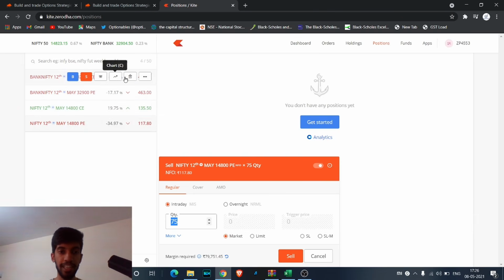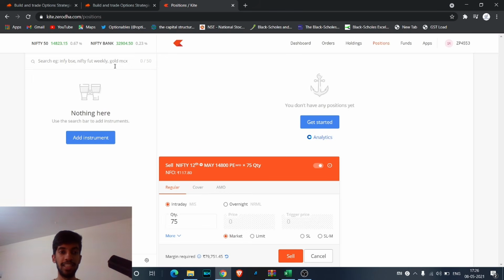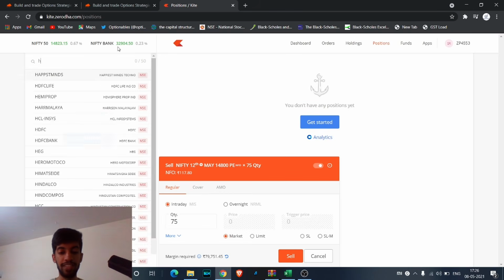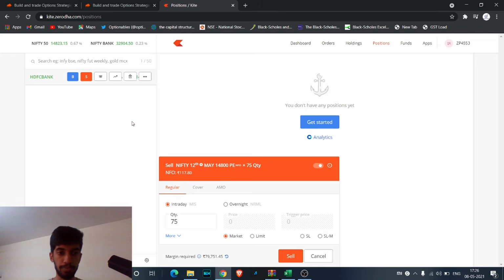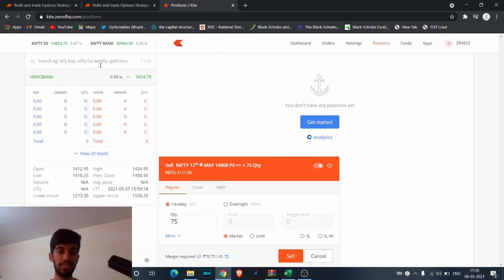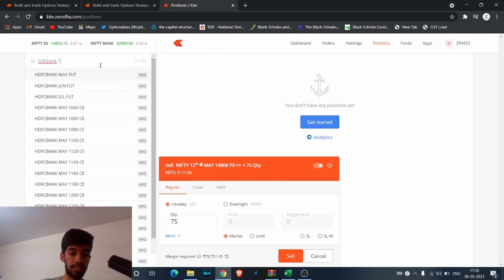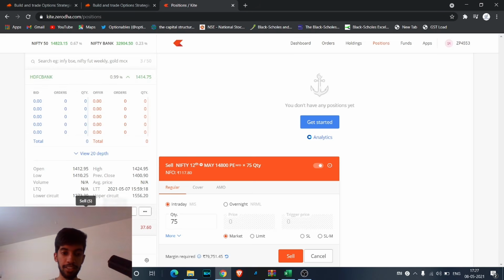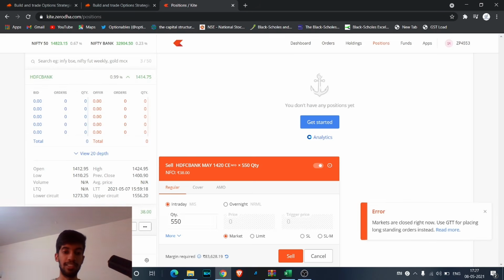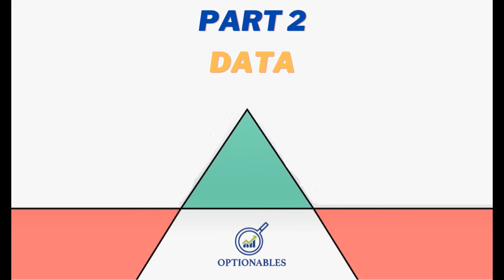Now let's try to create it for a few more stocks. Let's take the example of HDFC Bank. HDFC Bank is currently trading at 1,420. So we take the 1,420 call option and put option, short both, and you create a short straddle. In the next section, we are going to dig into some data and try to see why short straddle is actually going to benefit you a lot.